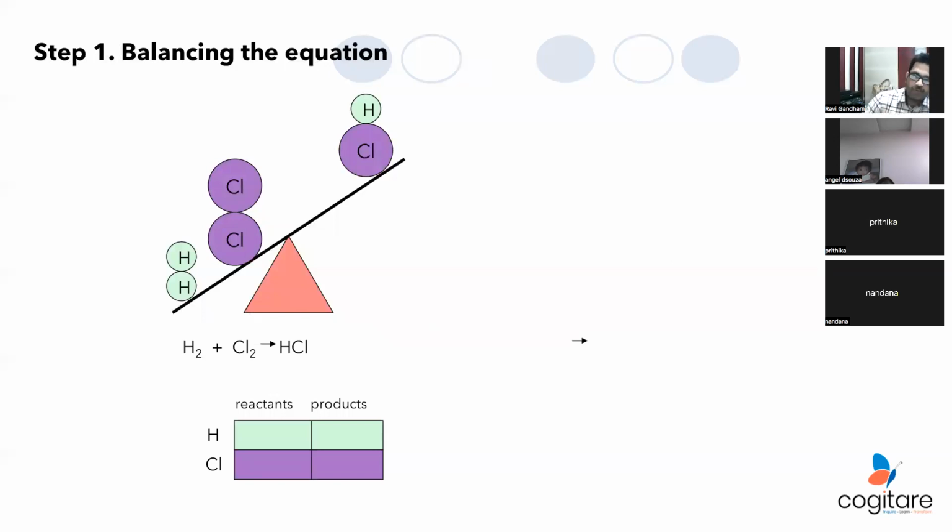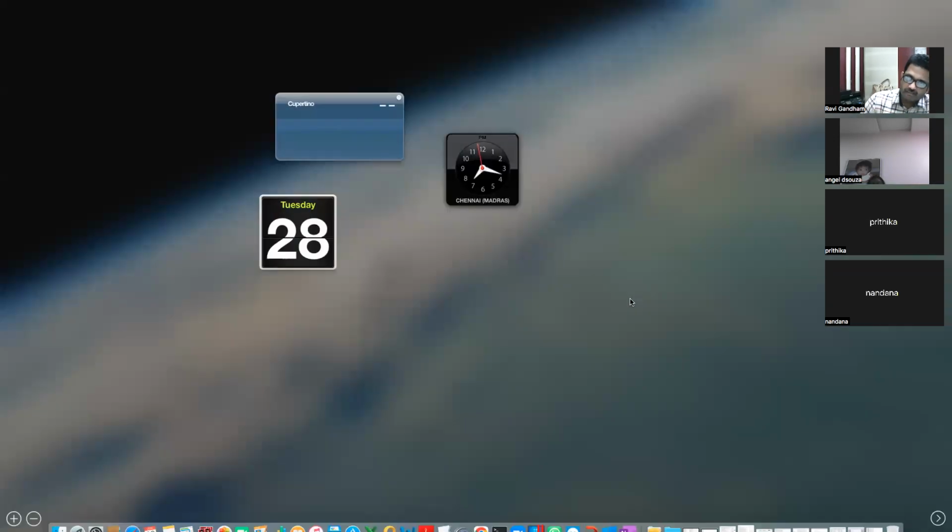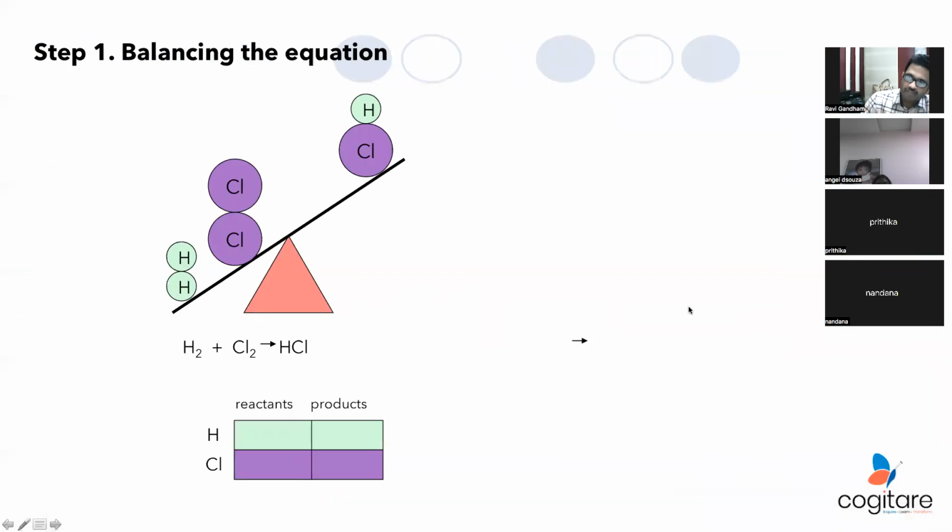Before getting into OneNote, guys, Nandana, you're there with me? Hello, Nandana? Can you repeat what you said? I wasn't able to hear you. So when you start with, how many hydrogen atoms are there here on the reactant side? 2.